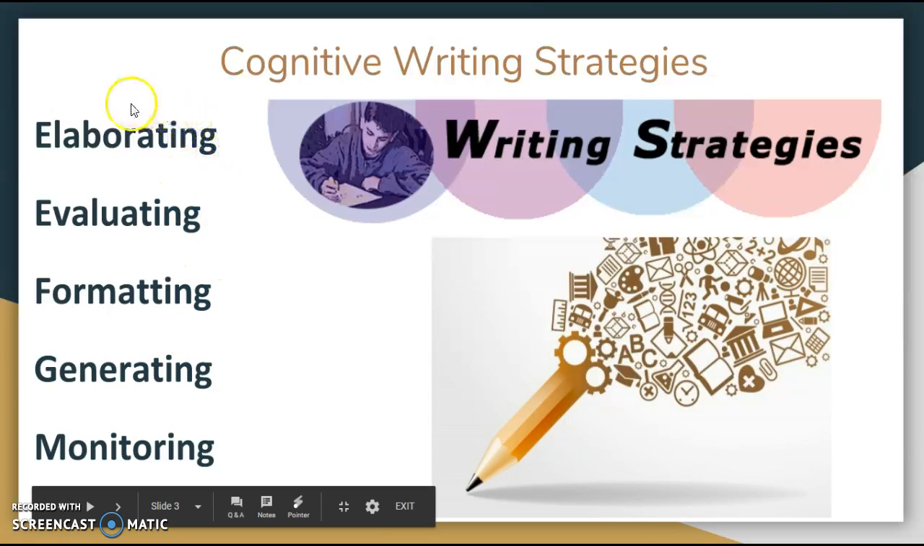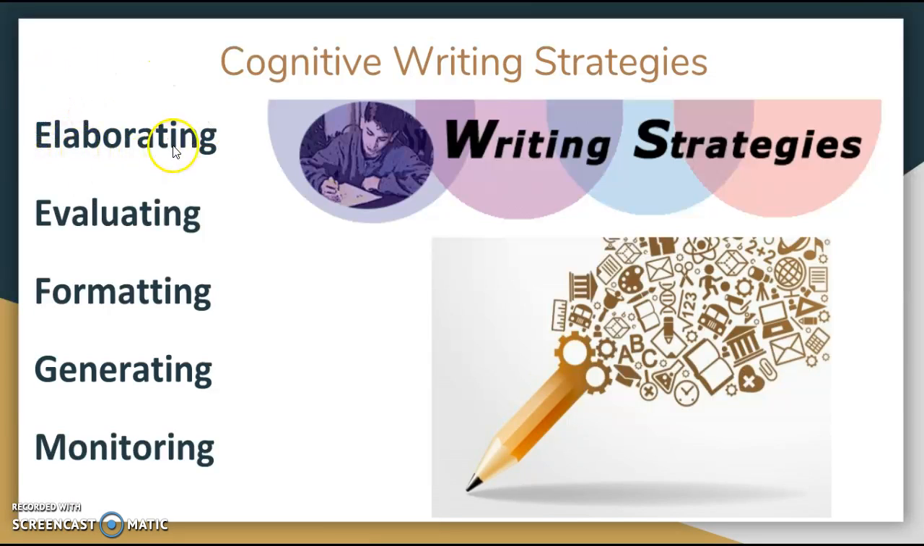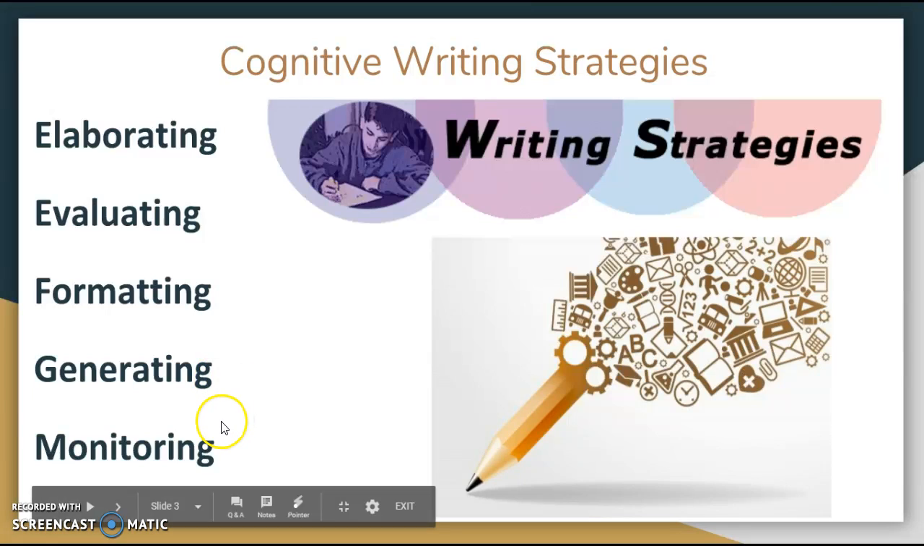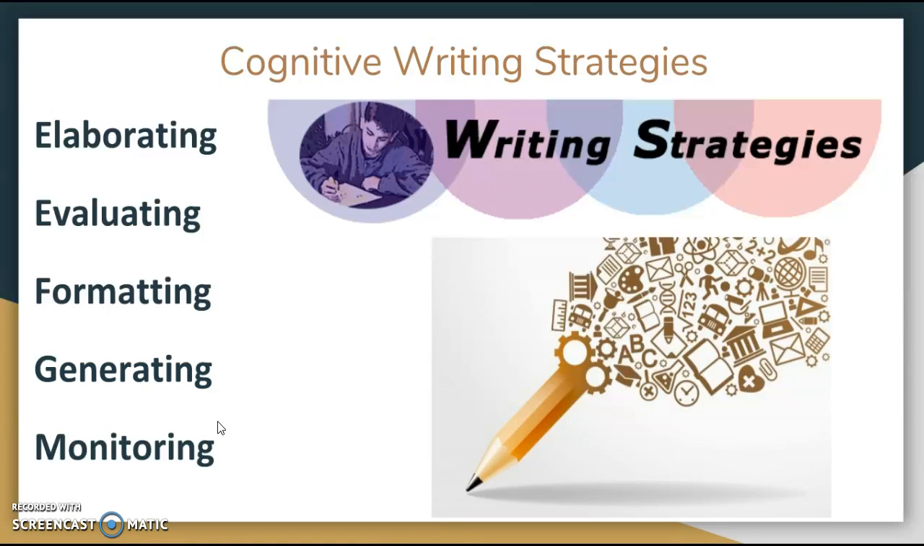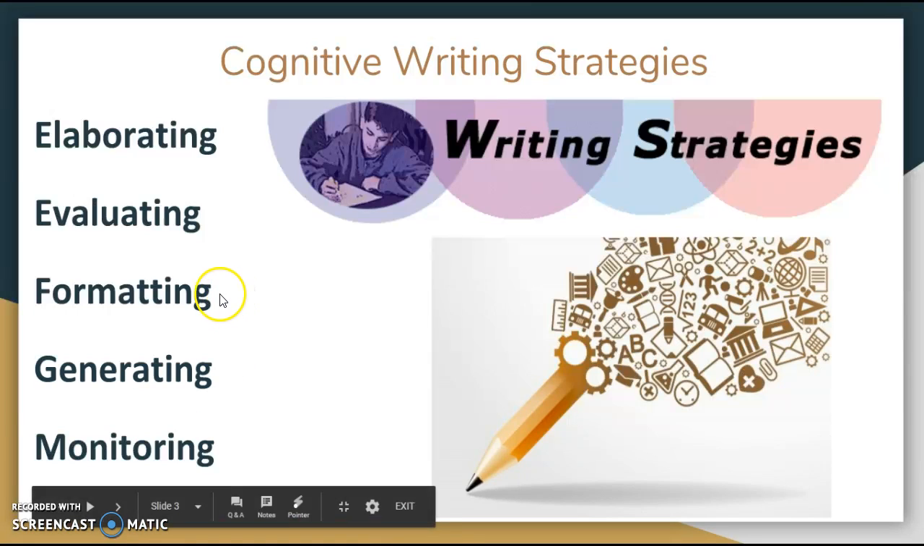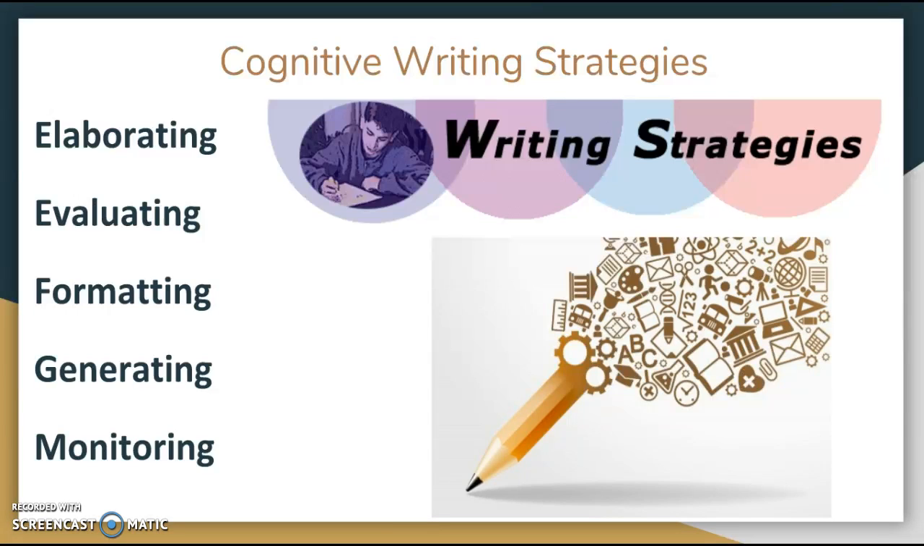So we have the first cognitive writing strategy, which is elaborating. The second cognitive writing strategy is evaluating. Next we have formatting, generating, and monitoring. These are just a few writing strategies that I am going to talk about to help your students become strategic writers. Again, these writing strategies are important because they're considered cognitive strategies. They involve the thought process and they help students regulate their own thought process.